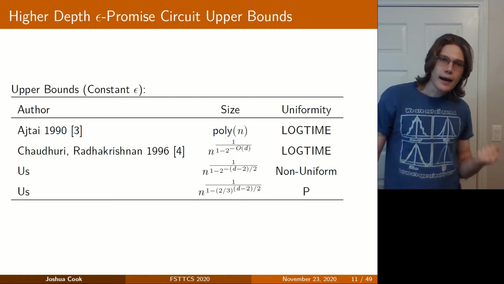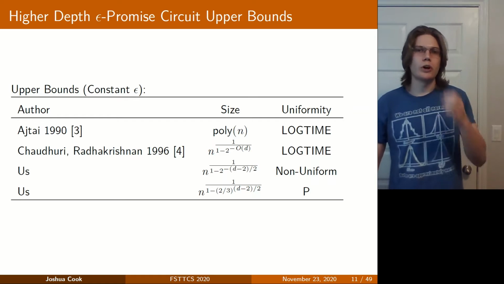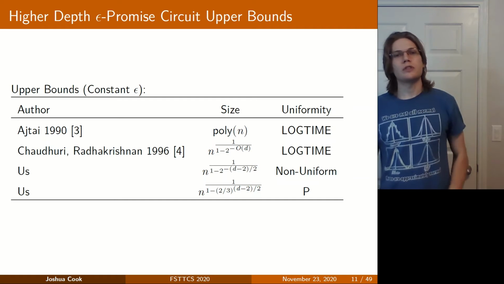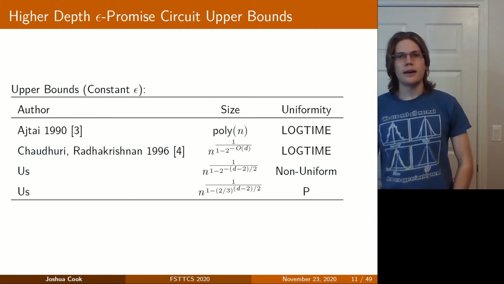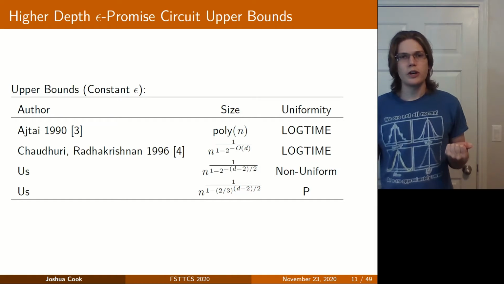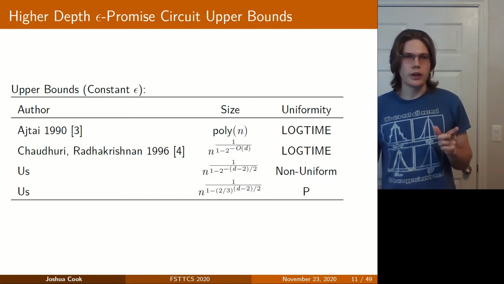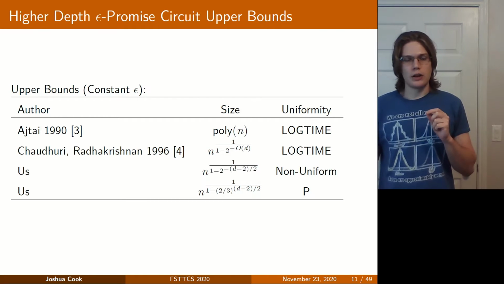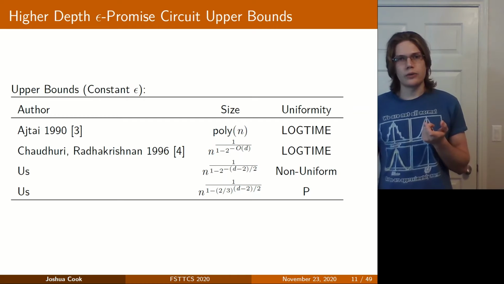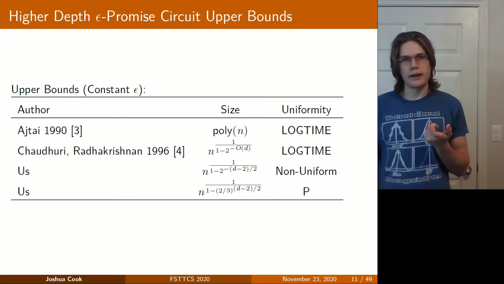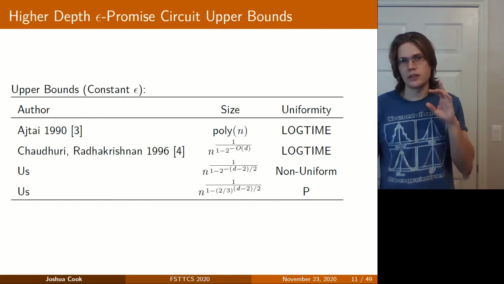Okay, at higher depths, we also have some lower bounds. So first in 1990, ITI showed a uniform circuit solving epsilon promise majority, but it had bigger size, some polynomial in n, and much higher depth. Chaudhry and Radhakrishnan showed that you can use that circuit in a clever recursive way in order to get very close to linear size at higher but still constant depth.